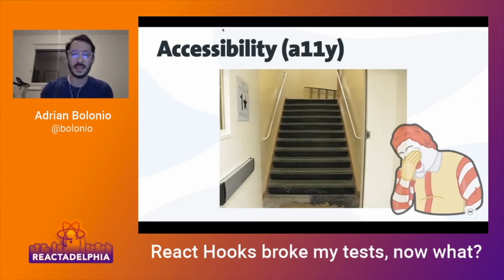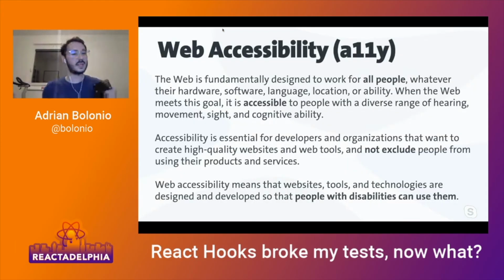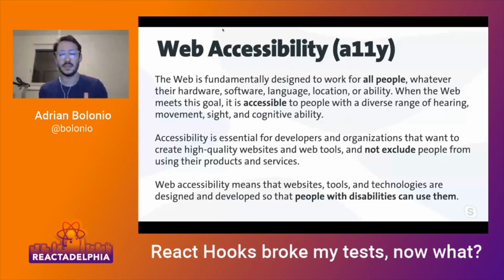So why is this so obvious in the real world, but when we go to the online world, it's not that obvious? So accessibility means that websites and tools and technologies, things that we use every day and we develop and we design, need to be accessible for people with disabilities so they can use them. So we cannot exclude those people from using your product or your services.